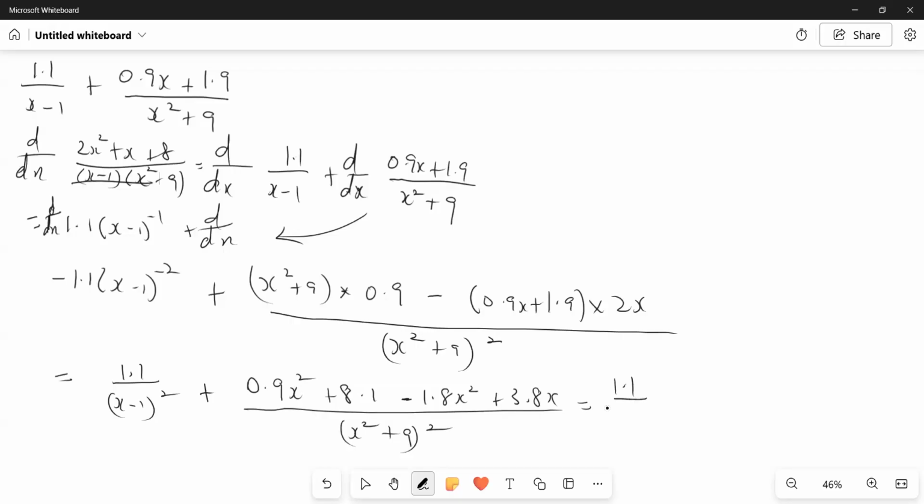Which will be 1.1 over x minus 1 squared plus, and let me simplify all of this now. This minus that, oh gosh, you'll end up with some minus 0.9x squared, all right. This x term, oh, you know what? We made a mistake here. You see this minus sign? Times that will give you a minus here. So you have minus 3.8x. And then the 8.1 at the end here. All over.